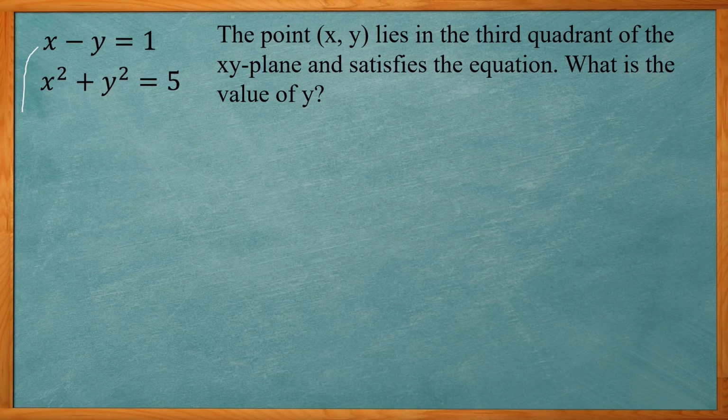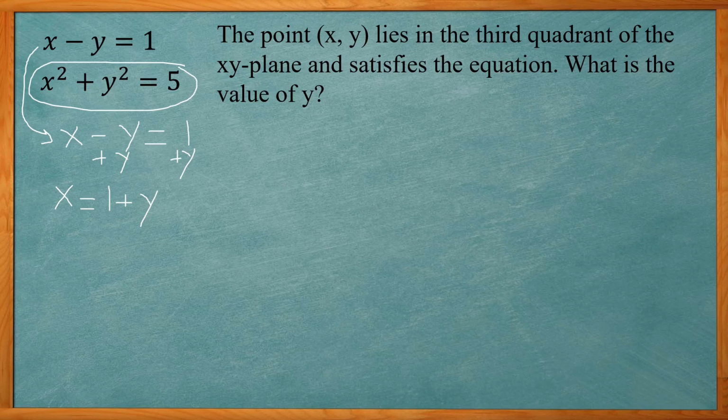I'm going to take this first equation and solve for x. So I'm going to add y to both sides. So x is equal to 1 plus y. Then I'm going to take the second equation and replace the x with 1 plus y. So you get 1 plus y, squared, plus y squared equals 5.